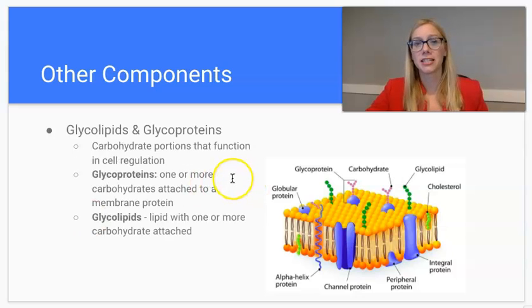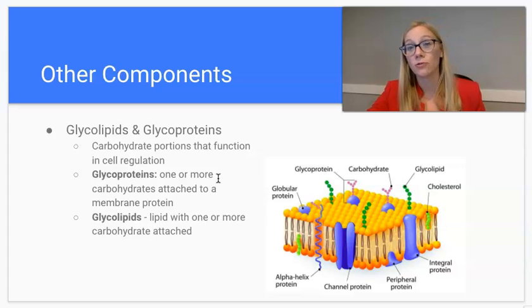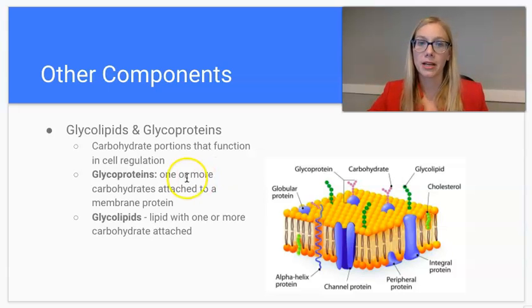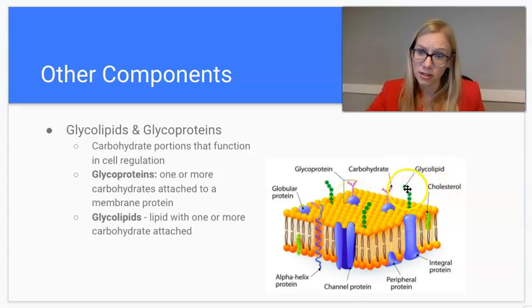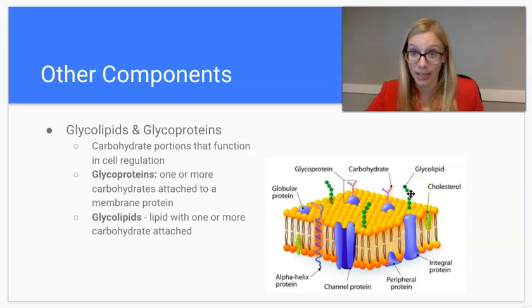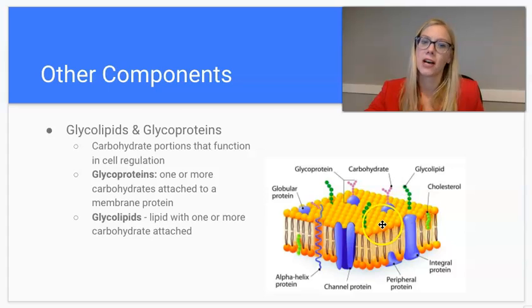The last component we need to talk about are glycolipids and glycoproteins. And they're really just carbohydrate portions that function in cell regulation typically. Glycoproteins are one or more carbohydrates. They're attached to the membrane, so you can see it here. Here's your glycoprotein, and it's attached to a membrane protein, this little blue part here. And glycolipids are connected directly to the phospholipid, the lipid part or the lipid group in the phospholipid bilayer. So they're more of a direct connection.